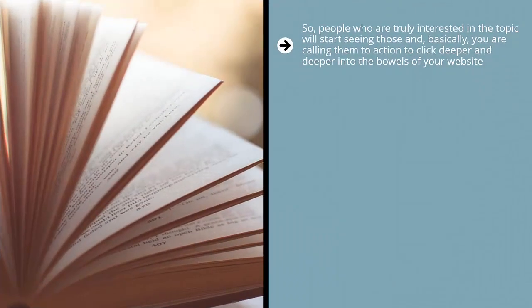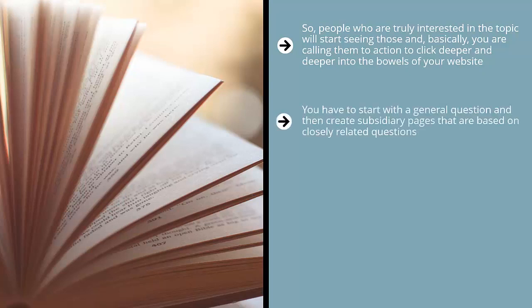So people who are truly interested in the topic will start seeing those, and basically, you are calling them to action to click deeper and deeper into the bowels of your website. Compare this to random interlinking where you go from one page to just another regular page, which may not be all that related. You're not going to be building authority. People are just going to bounce out of that page because that's not the information they're looking for. You have to start with a general question and then create subsidiary pages that are based on closely related questions, and this maintains the interest of the person and then actually amplifies their desire for a specific product or solution later on. That's how you build trust and credibility at the same time.